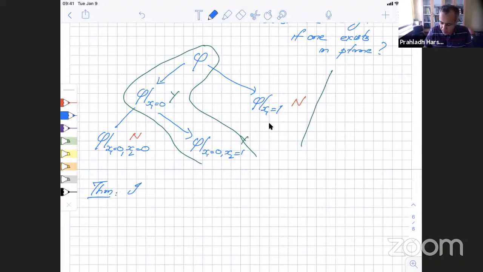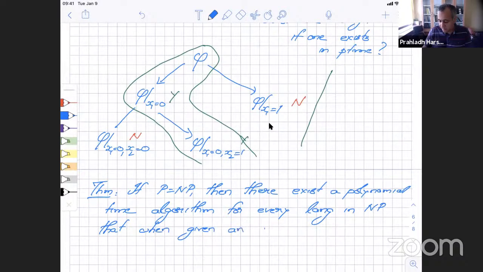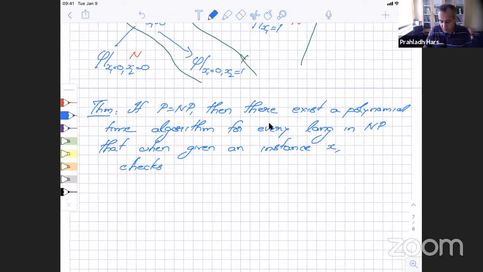If P equals NP, then there exists a polynomial time algorithm for every language in NP that, when given an instance X, checks if X is in the language, and if so, finds a satisfying witness.